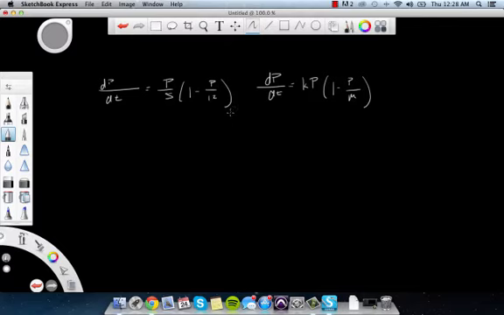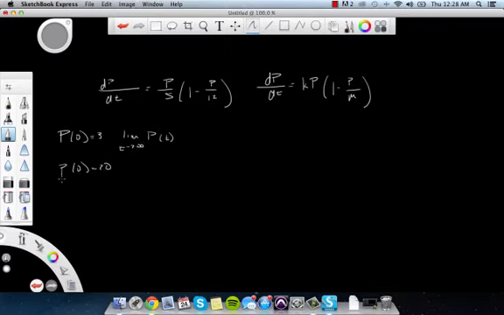So part A, the first part asks if p of 0 equals 3, what is the limit as t approaches infinity of p of t? So limit as t approaches infinity of p of t. And there's actually two parts. It says the same thing with p of 0 equal to 20.